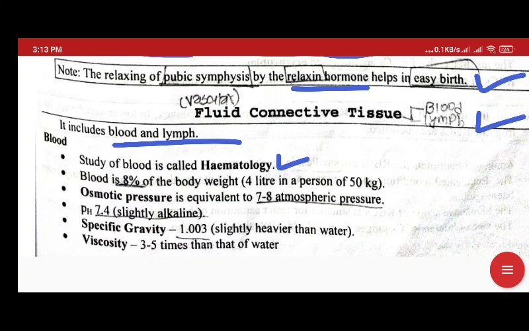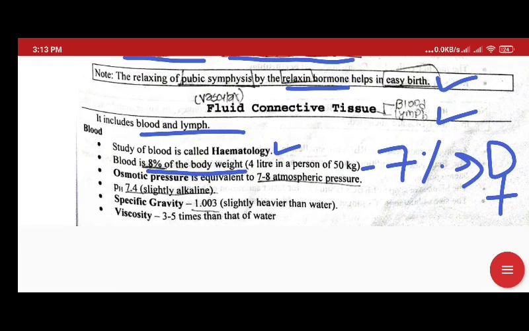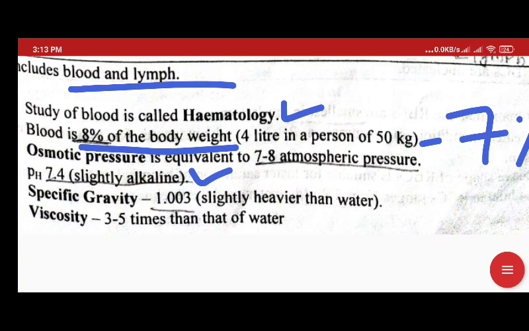Blood is 8% of the body weight, and in a female it is only 7% of body weight. Now blood pH is 7.34 to 7.45, so it is alkaline in nature, and its specific gravity is 1.003. Also its viscosity, this is not important, so this much.